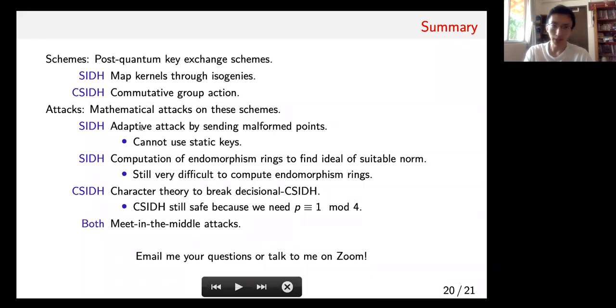So the upshot for these attacks is that you cannot use static keys. SIDH is still safe because it's still very difficult to compute endomorphism rings. And CSIDH DDH, CSIDH is still safe because we need p congruent to 1 mod 4, but CSIDH uses p congruent to 3 mod 4. And you don't really use decisional SIDH most of the time anyway.